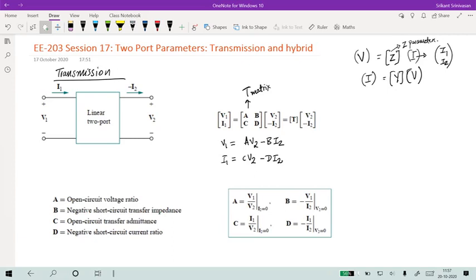Now, if I want to find out what is A, then A is the ratio of V1 divided by V2 when I2 is set to 0. That means I have to open circuit the output, so that I2 becomes 0. And A is the ratio V1 by V2. It's called the open circuit voltage ratio.